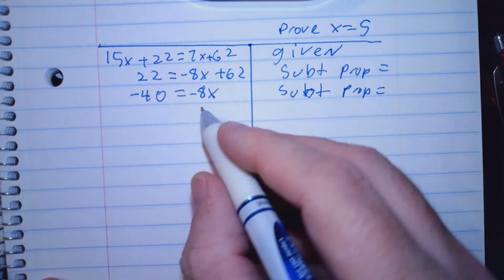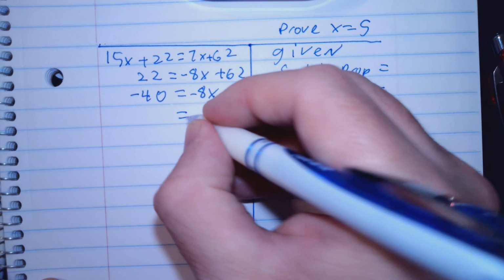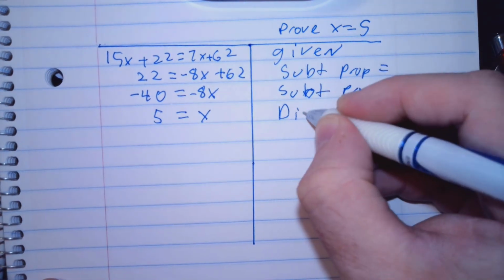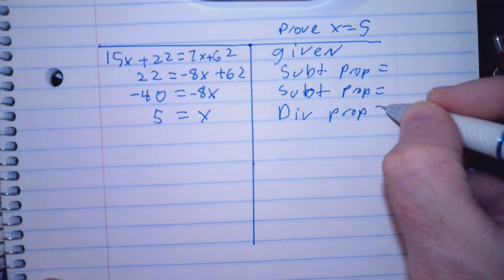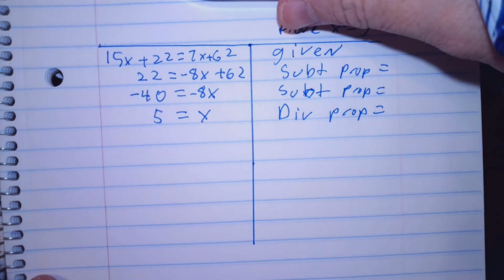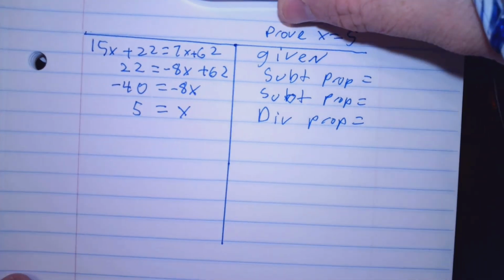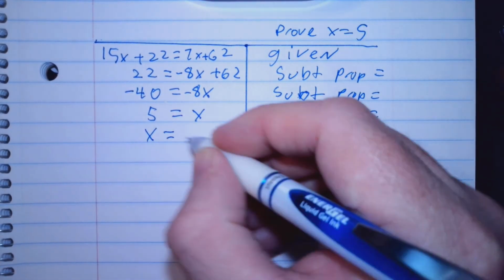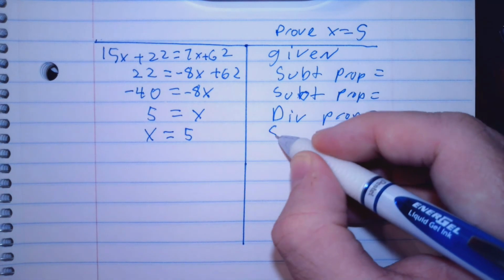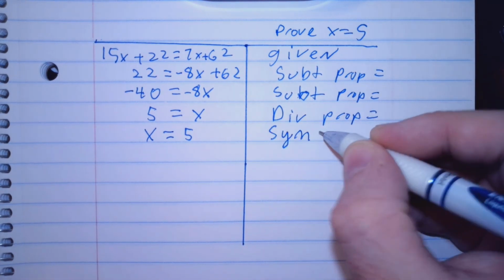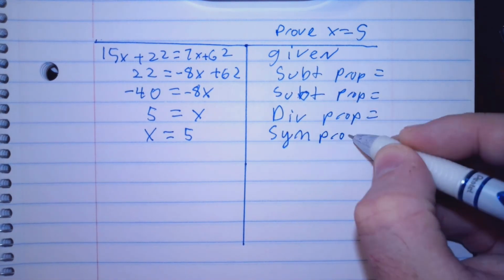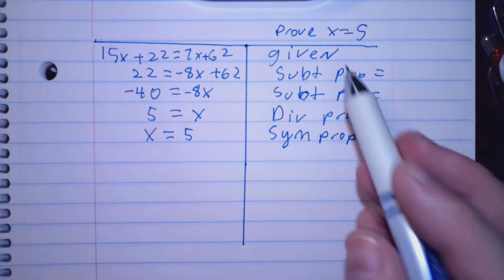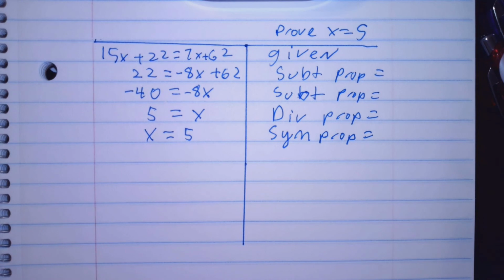And then I'm going to do the division property, and I'm going to get x equals 5. I'm using abbreviations, and it would be nice if it's straight. There we go. And remember, if we switch this order at the end, that's the symmetric property of equality, and that proves it, that x equals 5, that is our goal there.